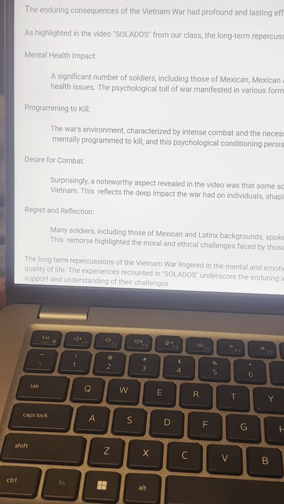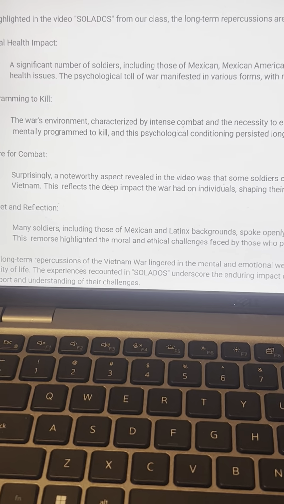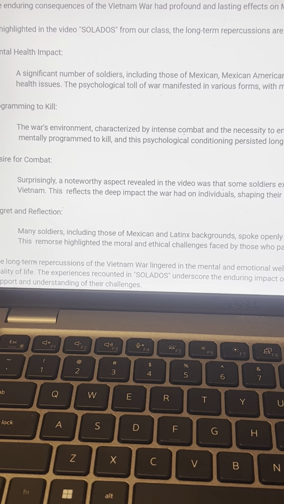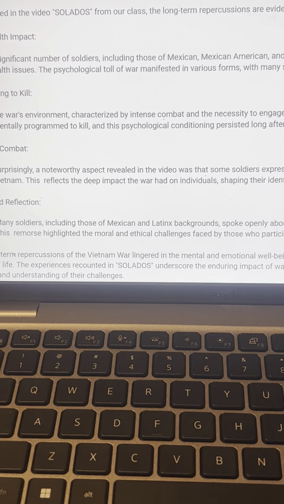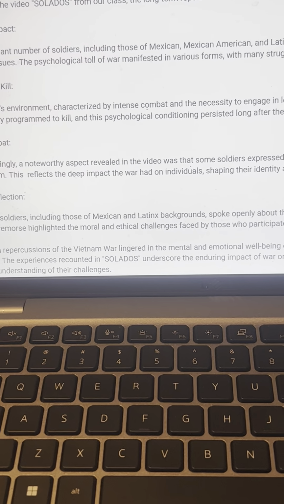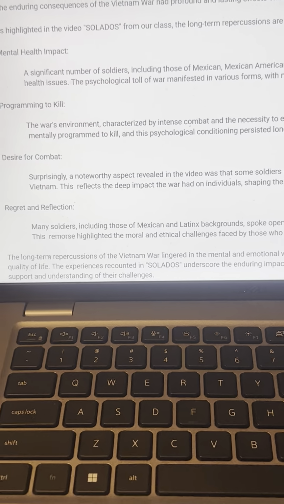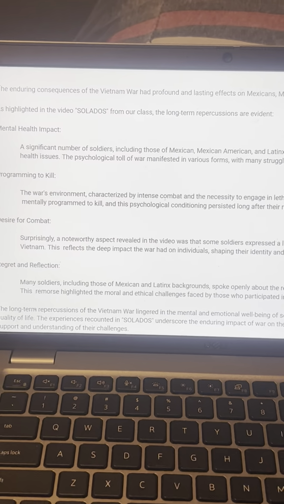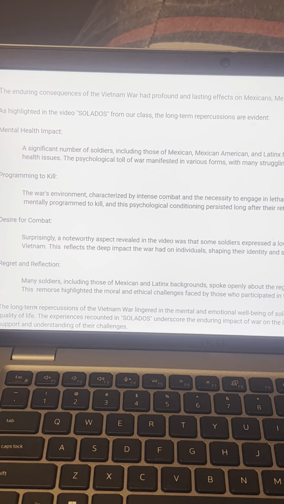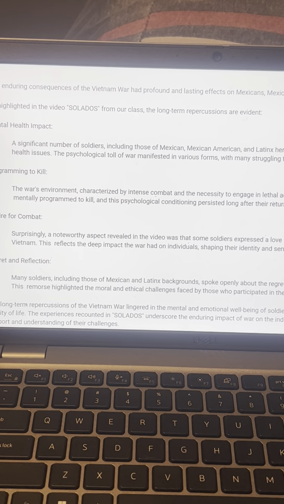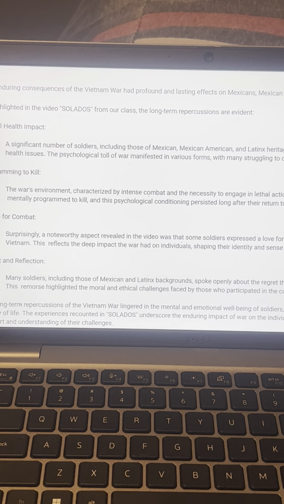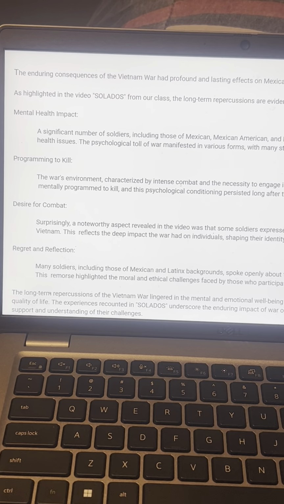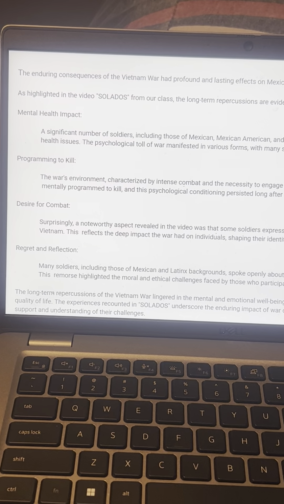Basically, when soldiers came back from this war, they found a purpose. They couldn't find a purpose in their civilian life anymore. They wanted to be in war, which is crazy. They were programmed so much that they wanted to be in this war again, and they didn't want to be home anymore. And then regret and reflection.